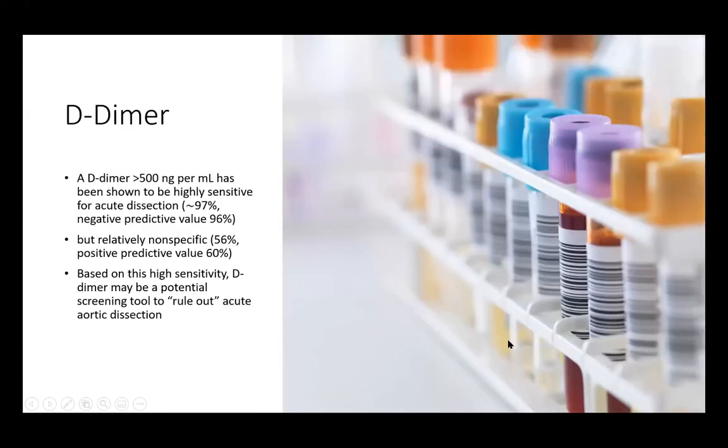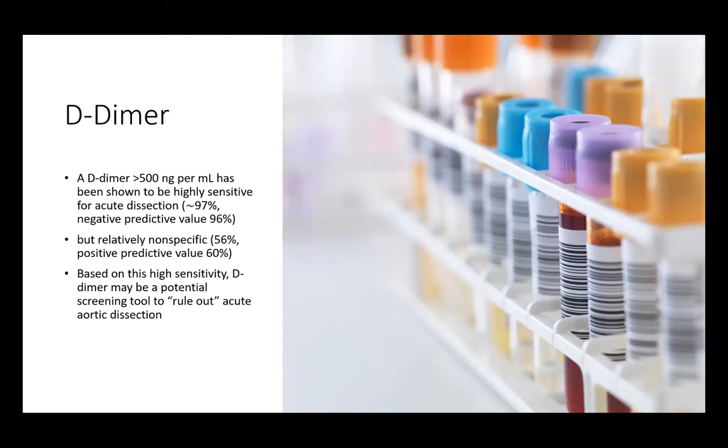D-dimer is where it gets interesting. They found that a D-dimer of more than 500 nanograms per ml has been shown to be highly sensitive for acute dissections, with a high negative predictive value of 96%, but is relatively non-specific. Based on this high sensitivity and low specificity, D-dimer can be used as a potential screening tool to rule out acute aortic dissection, like it is the case with PE.